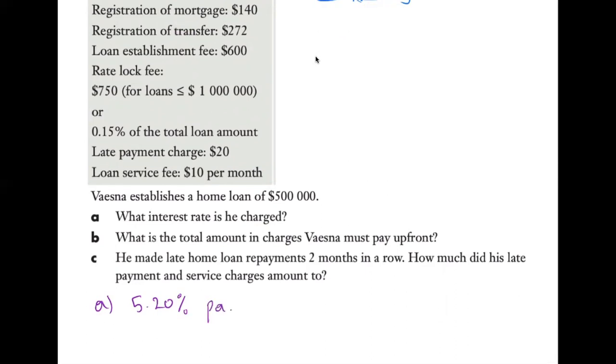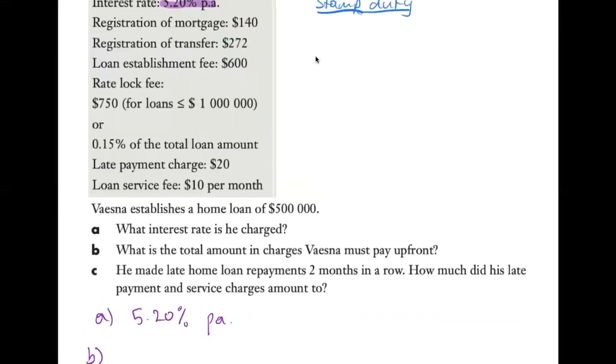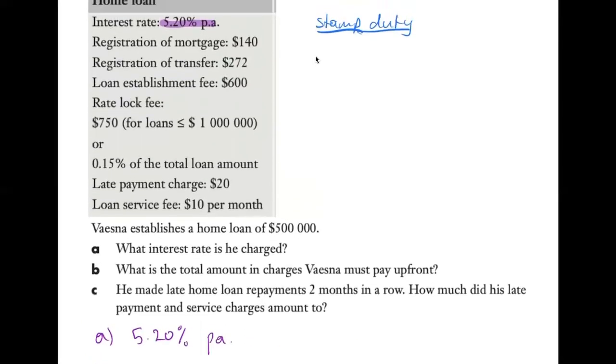Now B, in terms of the total amount of charges that Vaisner needs to pay up front, there are lots of little things that go on here. The things that he can be charged, I might highlight and write in orange to make things different. Up front, he needs to pay for the registration of the mortgage, the registration of transfer, the loan establishment fee, and if he was going to lock in repayments, a rate lock fee of $750.